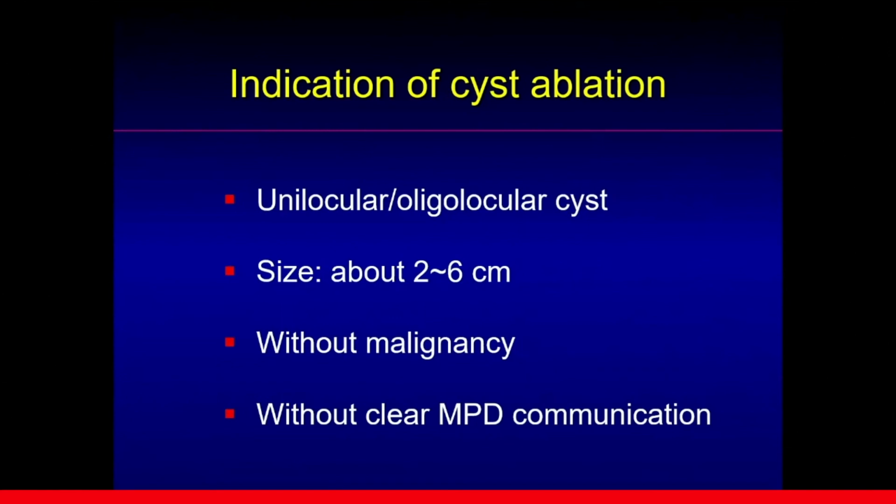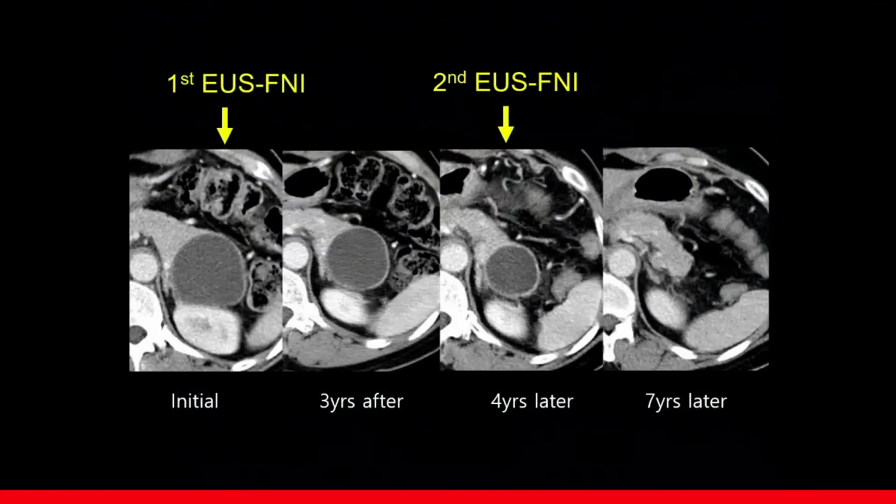The ideal indications of cyst ablation are unilocular or oligolocular cystic tumor, size ranging from 2 to 6 cm, without malignancy and without clear MPD communication. When we treated this large MCN after two sessions, we can see complete resolution in 7 years' time.